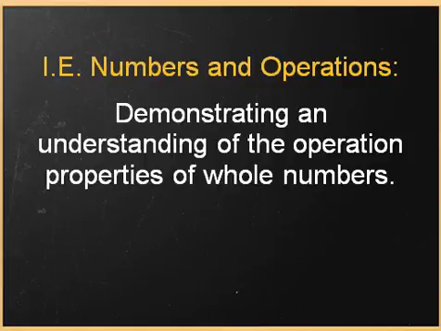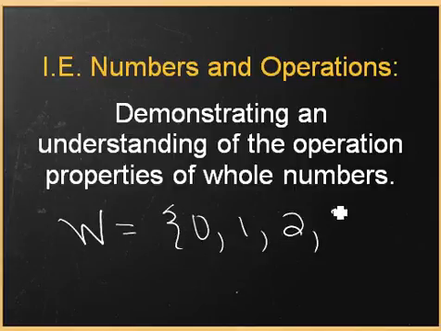In this section of the PPST, we will look at properties of whole number operations. And our operations are addition, subtraction, multiplication, and division. Remember again that our whole numbers are a set of numbers that include 0, and our counting numbers are our positive numbers 1, 2, 3, 4, and so on.